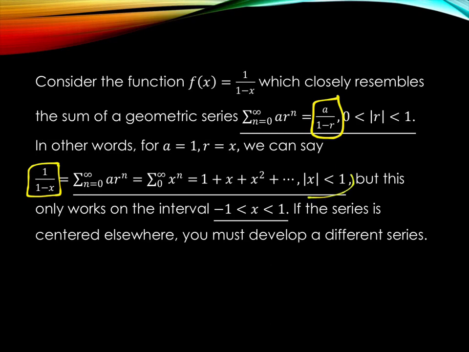And this would hold as long as the absolute value of x is less than 1. But this would only work then on the interval negative 1 less than x less than 1. If the series were centered somewhere else, we would need to develop a different series entirely. So this is only going to work if we're centered at 0. And I know this doesn't say centered at 0 anywhere, but it necessarily is. Otherwise, the interval would not be going from negative 1 to 1, the center of that being 0. Okay?